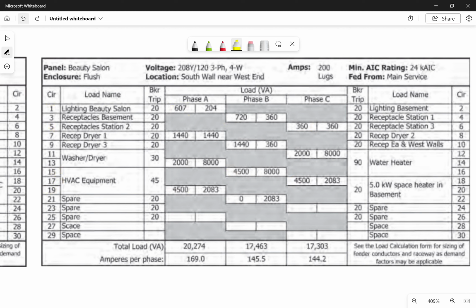Something else that is important for us to do is we want to be sure that we try to balance our 3 phases. If we look here at each of our phases, it tells us exactly how many volt amps we are counting towards each of our breakers, or each of the loads that are on each of these breakers. And we want for these to be as close to even as we possibly can. So here we have 20,000 volt amps, 17,000 volt amps, and 17,000 volt amps again. It's not perfectly balanced, but it is within the range that we're looking for it to be.